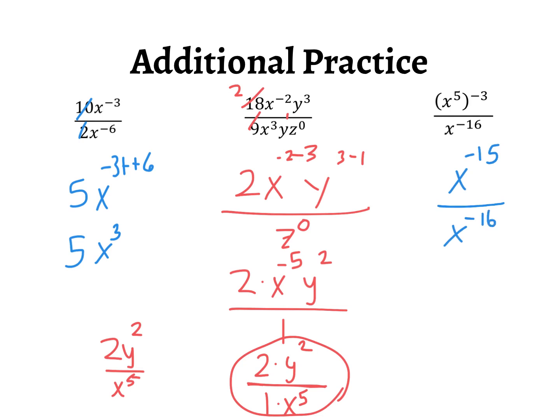Now that you have the parentheses gone and a much simpler form, now you can subtract the exponents using the quotient rule. So negative 15 minus negative 16. That's really our scenario. So x to the negative 15 minus negative 16. Subtracting a negative means addition. And we're left with x to the 1 power, or just x. Negative 15 plus 16 is positive 1, which means we just have 1x.